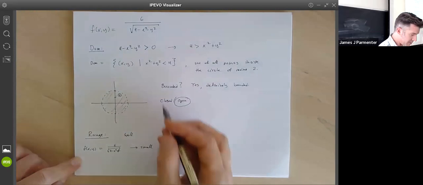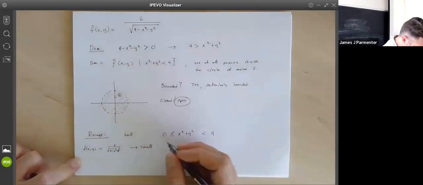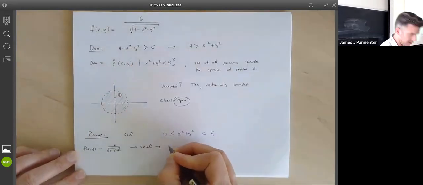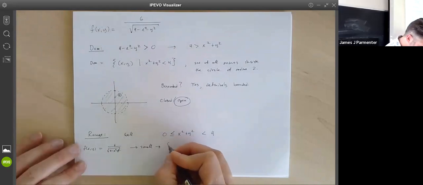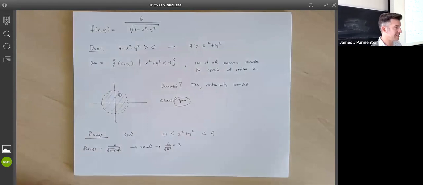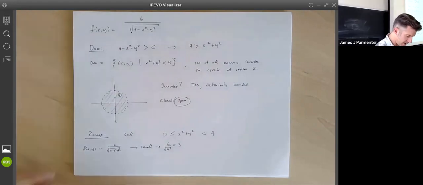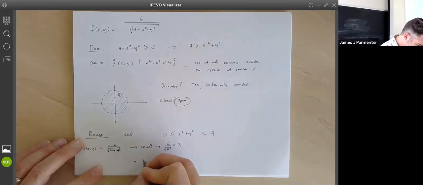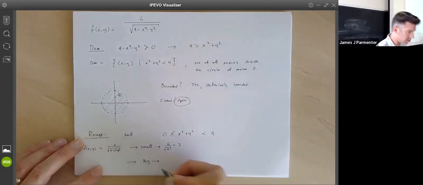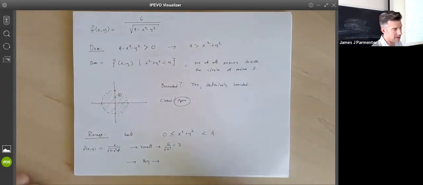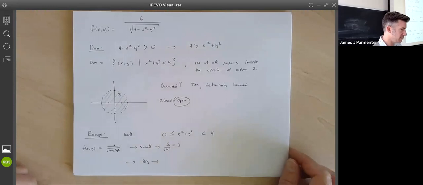So the biggest the denominator can be is 2, sorry, I said 4, I meant 2, which means the smallest the fraction can be is going to be 6 over the square root of 4, which is 3. That is the absolute smallest it can be, because that is the biggest the denominator can be. So then if I want to make it big, I have to make the denominator small. All right, how small can the denominator get?